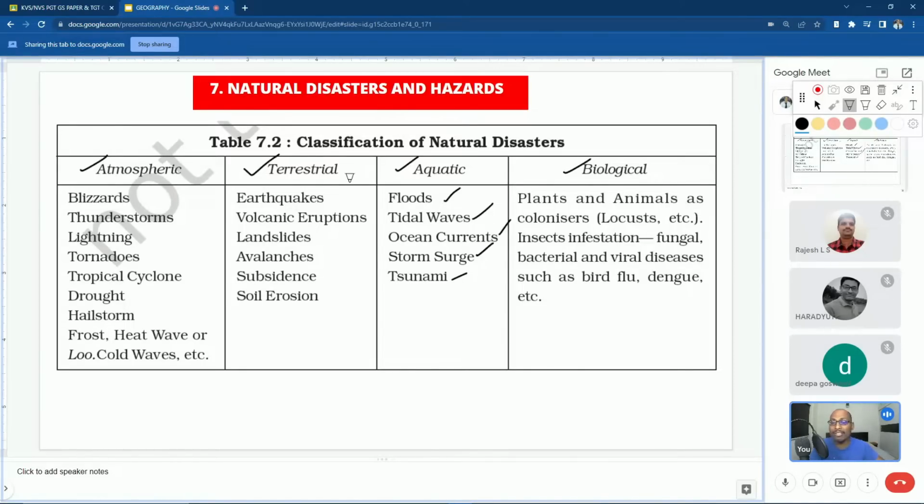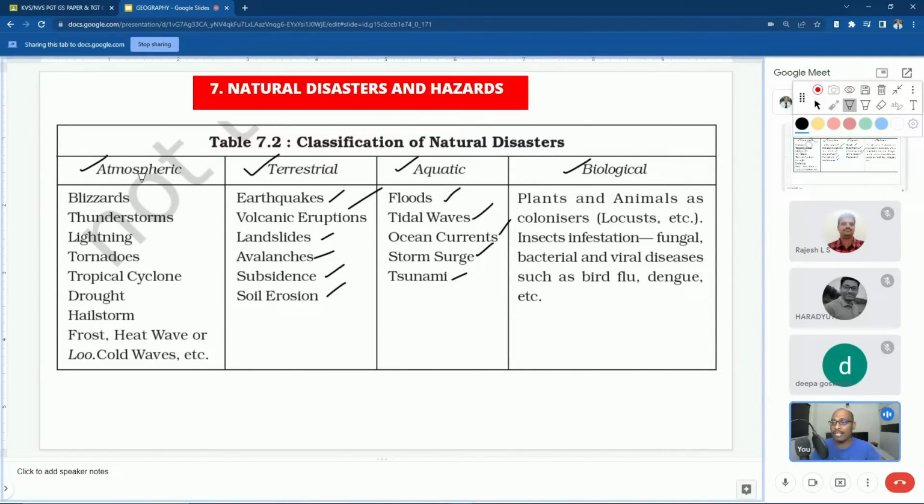Then we have terrestrial disasters. So what are these terrestrial disasters? The very well known earthquakes, volcanic eruptions, landslides, avalanches, the snow avalanches, rock avalanches, and subsidence and soil erosion. So subsidence is also a type of terrestrial natural disaster.